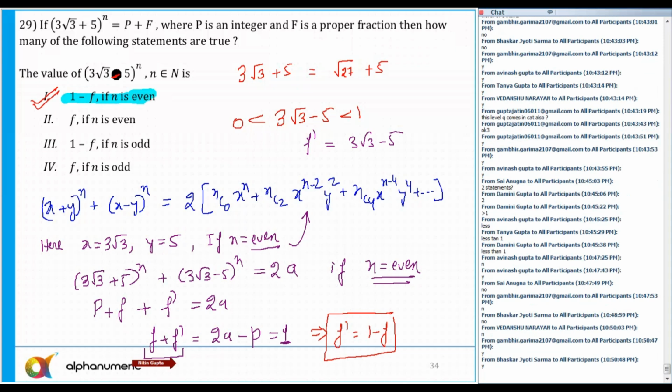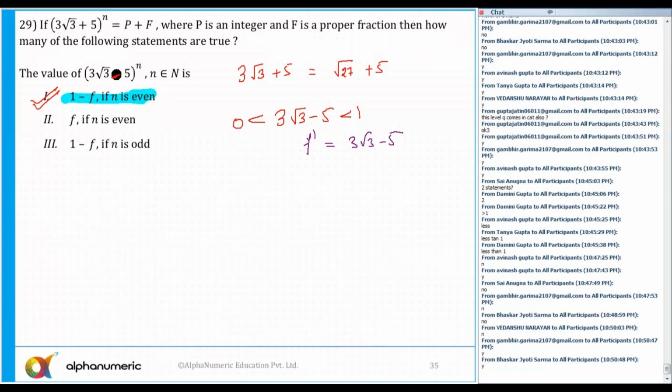So first is true. If n is an even number, then this will be equal to 1 minus f. Now, if n is odd, we know that this is not an integer. So I should work on which formula? The difference of these two. Is that clear to all of you? Because for n equal to odd, the right hand side in this, which I have done, is not an integer. So I'm going to write it down on the next slide.